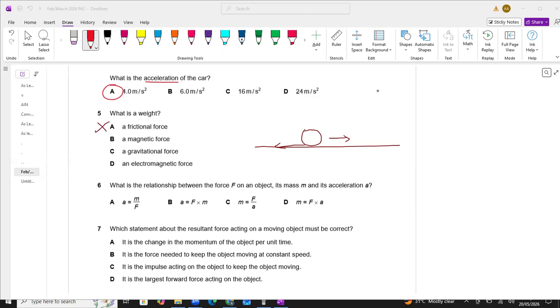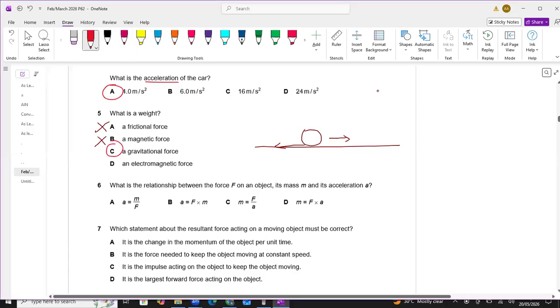Now they are saying it's a magnetic force. So obviously weight is not a magnetic force. So what about option C, students? Weight is a gravitational force. Weight depends upon gravity. All right, students, if the value of gravity changes, the weight will change. So it means C is the correct answer, that weight is a gravitational force.